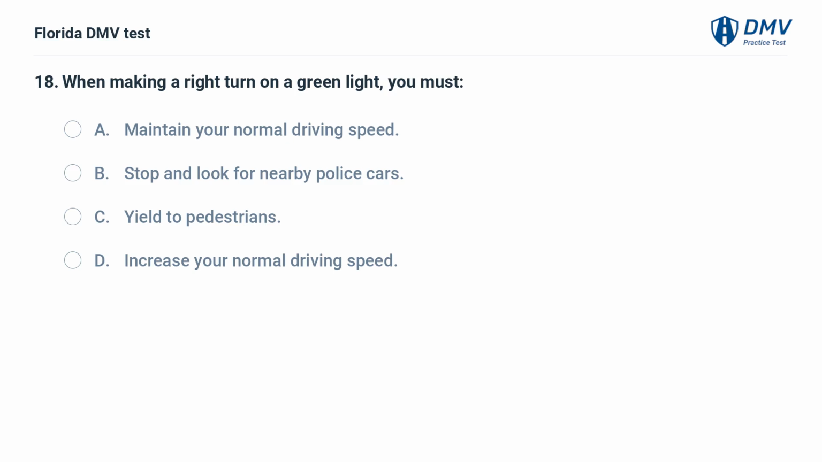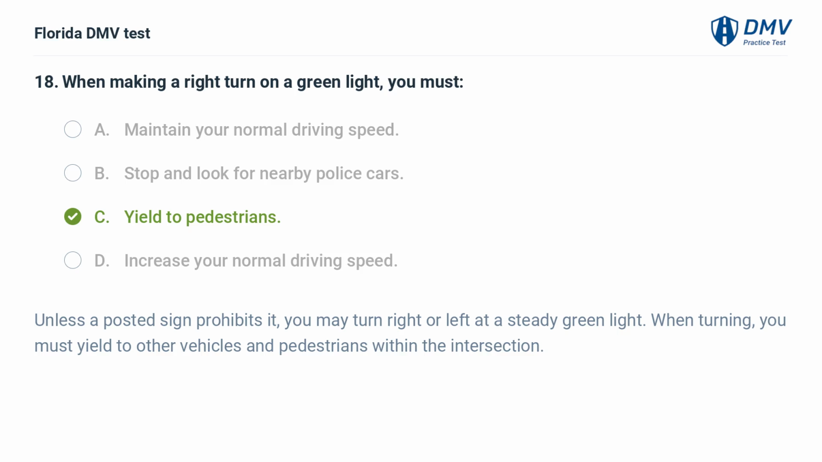When making a right turn on a green light, you must A. Maintain your normal driving speed. B. Stop and look for nearby police cars. C. Yield to pedestrians. D. Increase your normal driving speed. C. Yield to pedestrians.